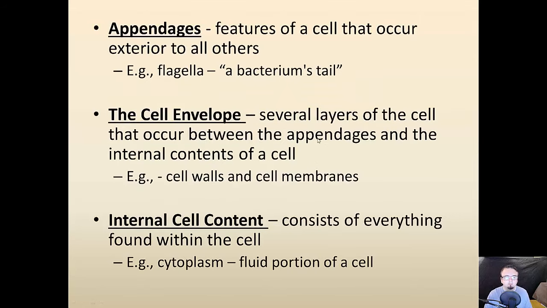So bacterial cells can always be described to some extent with all these features here. So appendages then is a little more of a description for you to write down here, and then the envelope, and then the internal cell contents here. And I put some examples, and we'll talk about each of these as we go forward here.